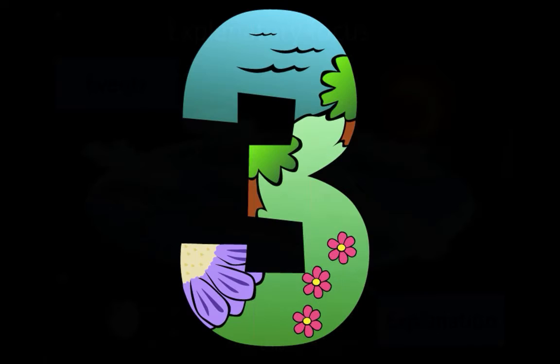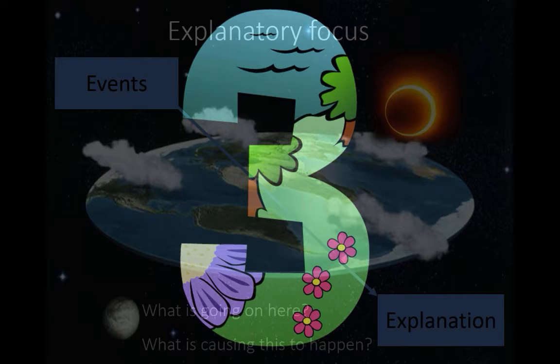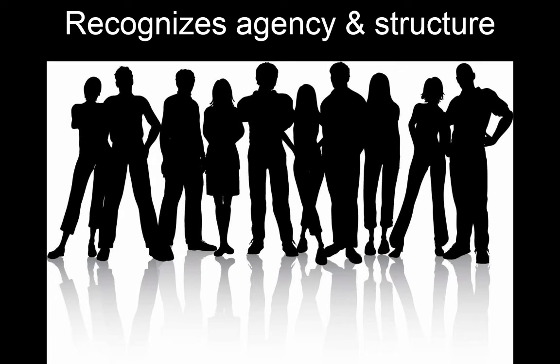Key tenet three then. Critical realism focuses on explanation, not just looking at events as they are and describing them, thinking the world is flat because it looks to be flat, but getting beyond, getting underneath to explain what is going on here, what is causing this to happen.